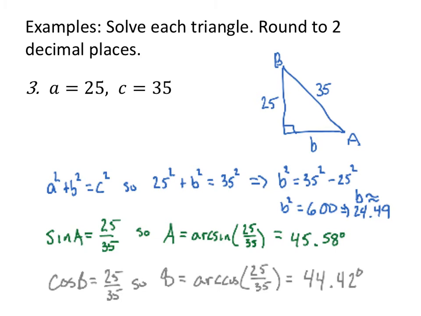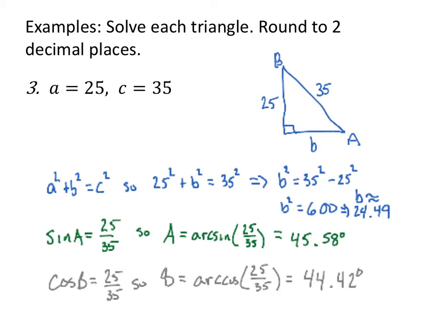What if I only have side lengths? Here I'm given side A is 25, the hypotenuse is 35. It's a right triangle, so I have two sides. I'm going to find my third side using the Pythagorean theorem. The Pythagorean theorem tells me that my side B is about 24.49.